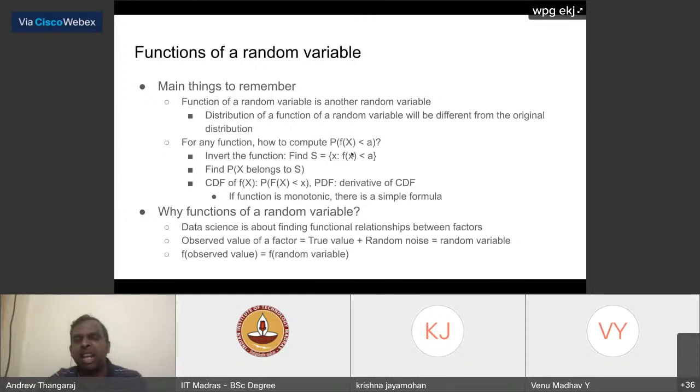And the main trick is to look at this inequality f of x less than a. Okay, you have a function f, and then you look at this inequality f of x less than a, and you have to convert it to all possible x such that f of x less than a. You have to sort of invert it. If I tell you f of x is less than a, where will x lie? So probability that f of x is less than a is the same as probability x belongs to that set. What all x will give you f of x less than a? So all you have to do is find probability that x belongs to this set S, and you are done.